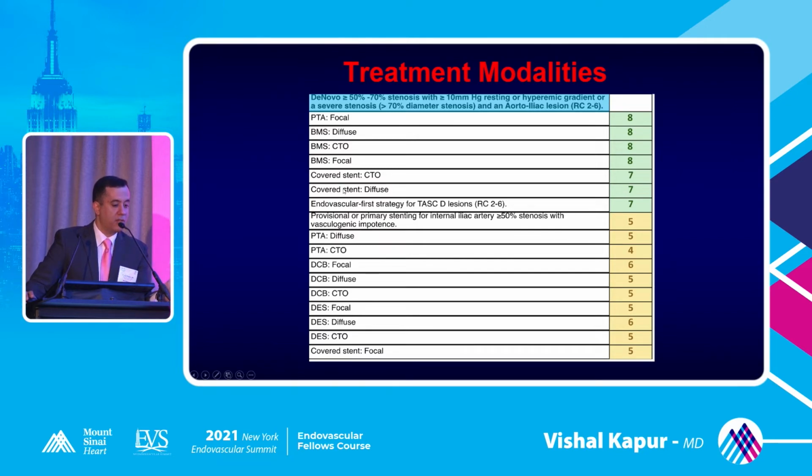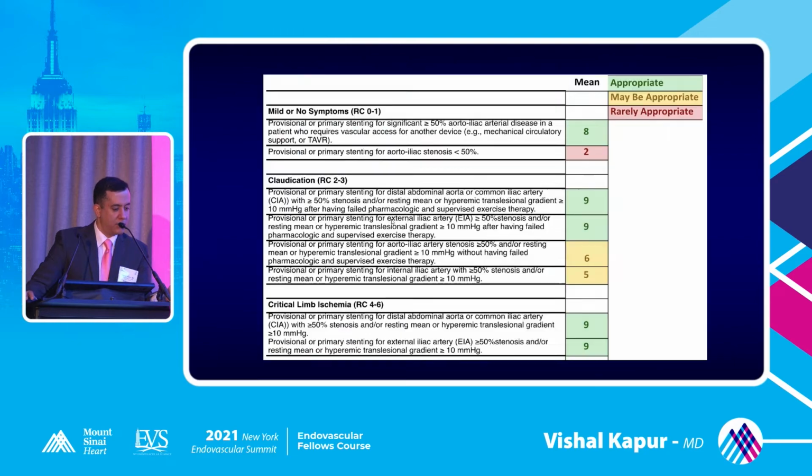Now, talking about treatment, you'll have multiple options. You have PTAs, you have bare metal stents for focal lesions, for CTO lesions, for covered stents and everything. You can see the top half is where it's appropriate: PTA, bare metal stenting, covered stent, for CTOs, for diffuse disease as well. It's all appropriate. But as you start going down, it actually becomes less appropriate.